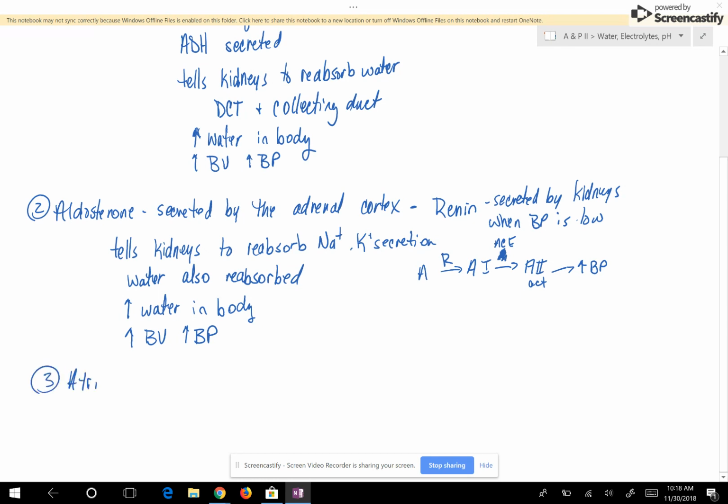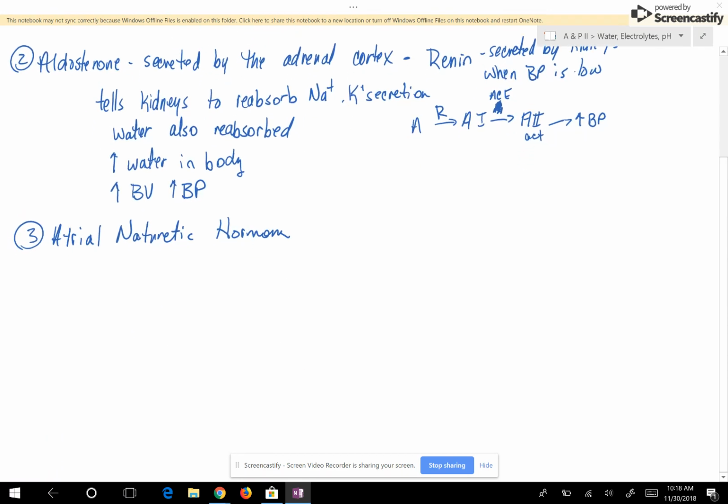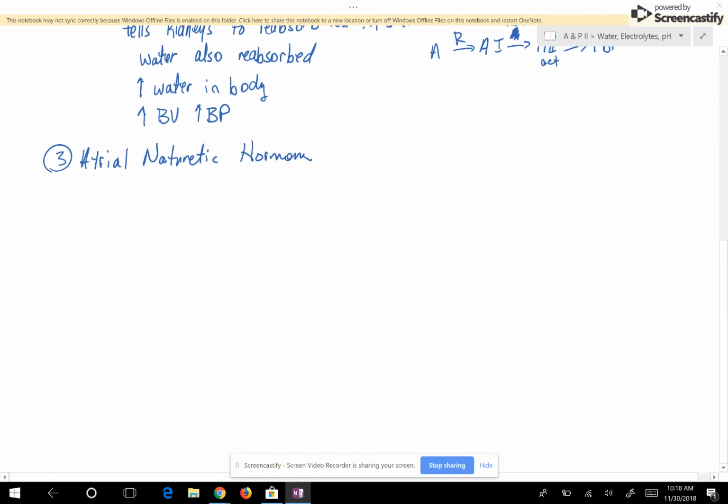atrial natriuretic hormone. Okay, atrial natriuretic hormone is secreted by the right atrium whenever it's stretched, when it stretches. And I need to say stretches too much. Okay, that's going to indicate high blood pressure.